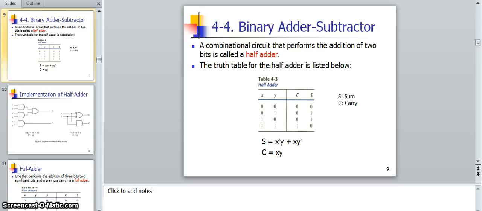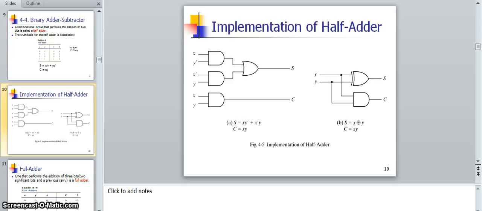A 2-bit binary adder is called a half adder. It has two inputs, x and y, and two outputs, sum and carry. The expression for sum is x'y + xy', and carry is equal to xy. Here we are implementing the half adder with AND gates and OR gates, and also with an exclusive OR gate and an AND gate.